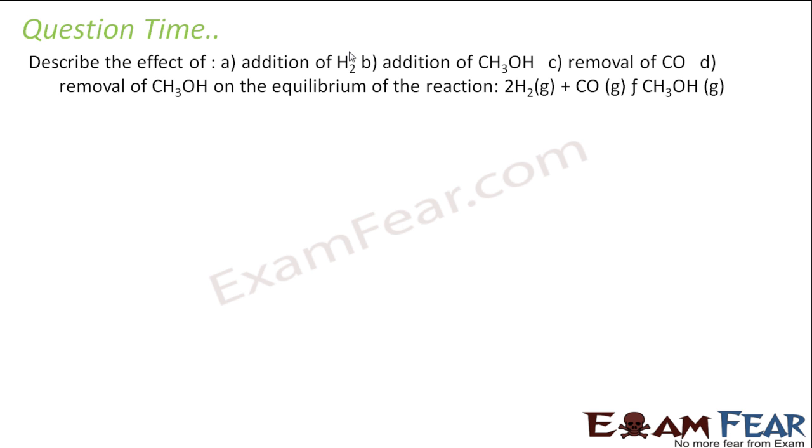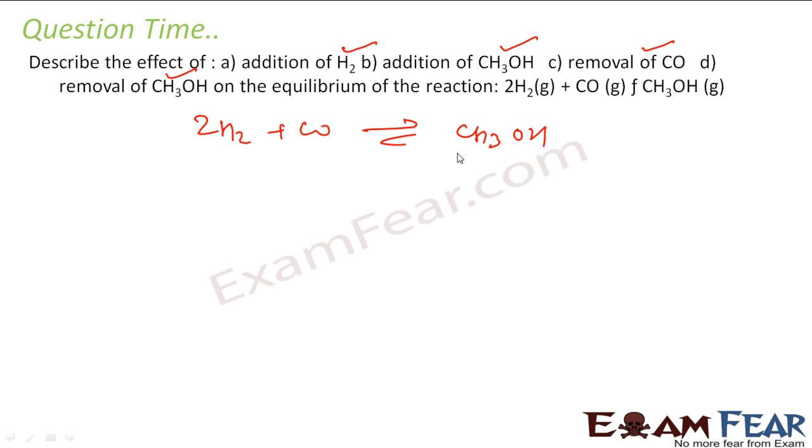Describe the addition of H2, addition of CH3OH, removal of CO, or removal of CH3OH from this reaction. So let me write this reaction. 2H2 plus CO gives CH3OH. Right? So if you add H2 here, what will happen? The reaction will go in the forward direction. Done.